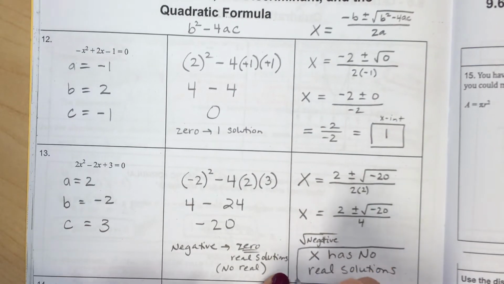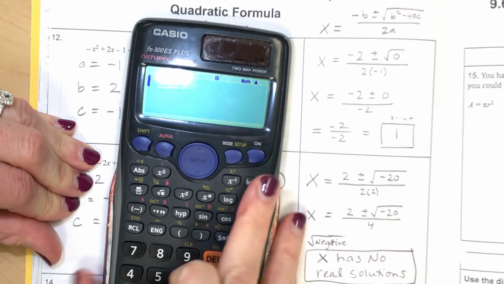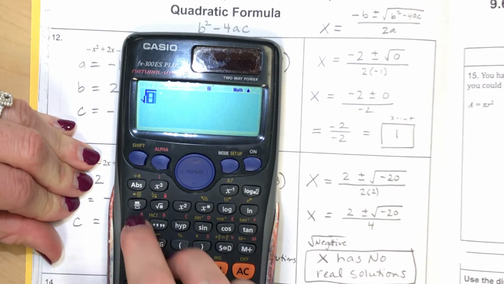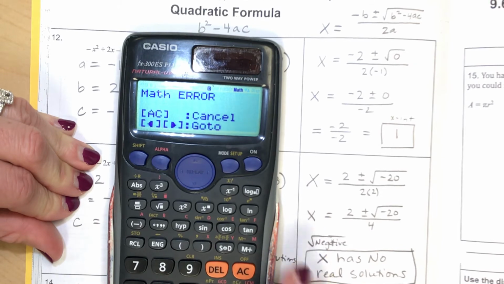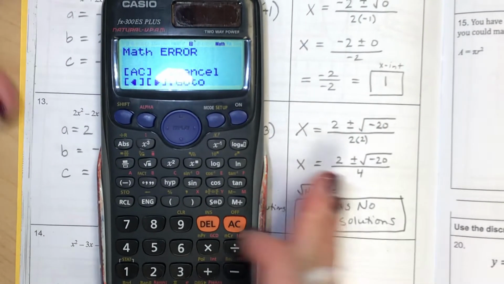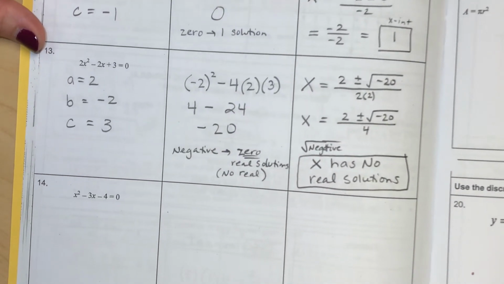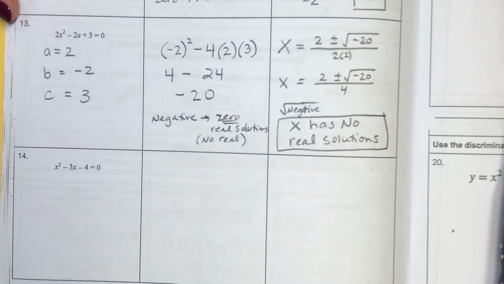And I want to show you on the calculator that you're going to get here, oops, let me clear that out, square root of negative 20. Notice it will say error on the calculator, and that means that you cannot do that because no number times itself is going to be a negative, and so simplifying that square root just isn't going to work. Okay, here we have one more.